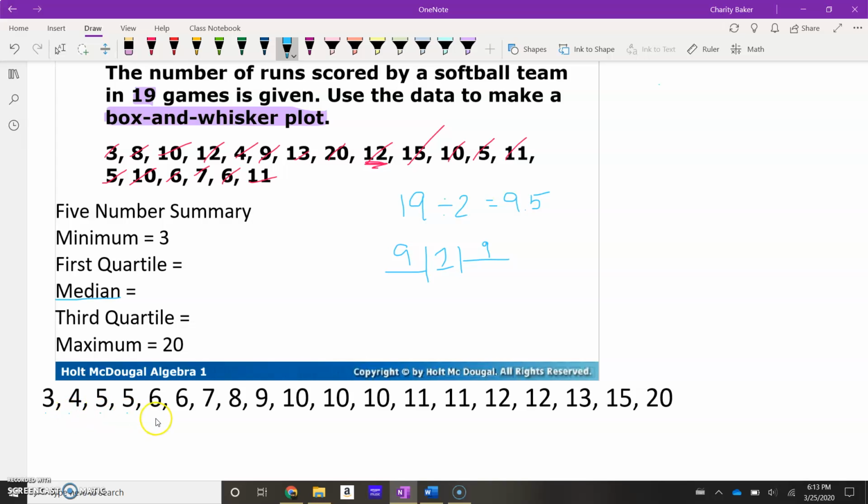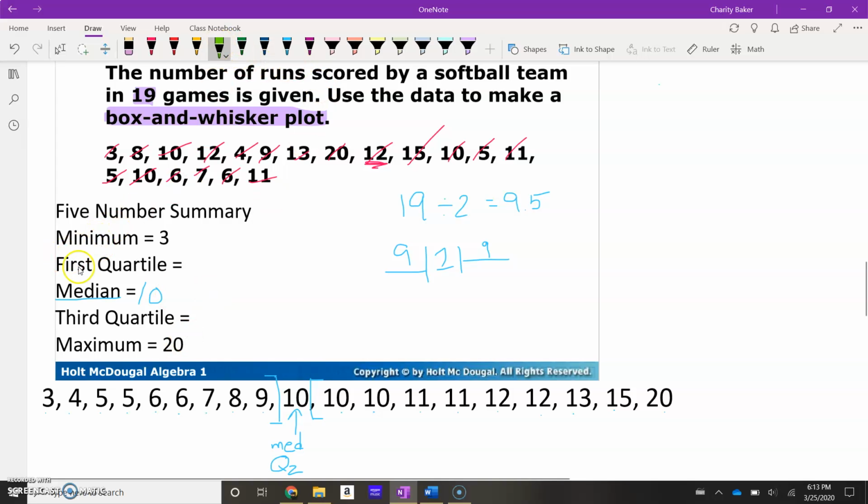1, 2, 3, 4, 5, 6, 7, 8, 9. That's the lower half. 10. This is my median right there. Median. Or we can also call it Q2, second quartile. And there should be 9 numbers over here. 1, 2, 3, 4, 5, 6, 7, 8, 9. And that's the upper half of my data. So the median divides that up. Okay, so our median is 10. No big. There you go.